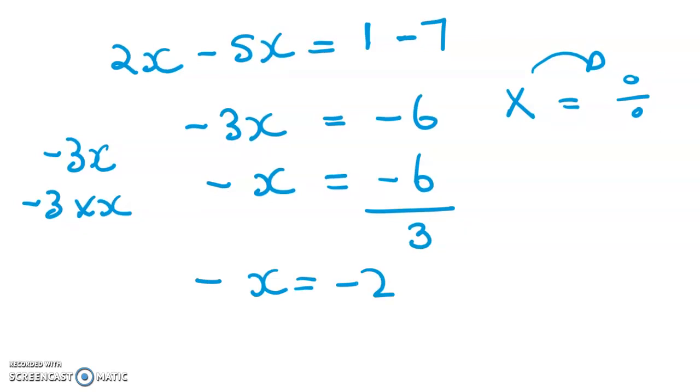The question asked me to solve for x. So all I'm going to do is swap them. I'm going to bring over the minus 2 and make it a plus 2. I'm going to bring over the minus x and make it a plus x. X is 2. There's my answer.